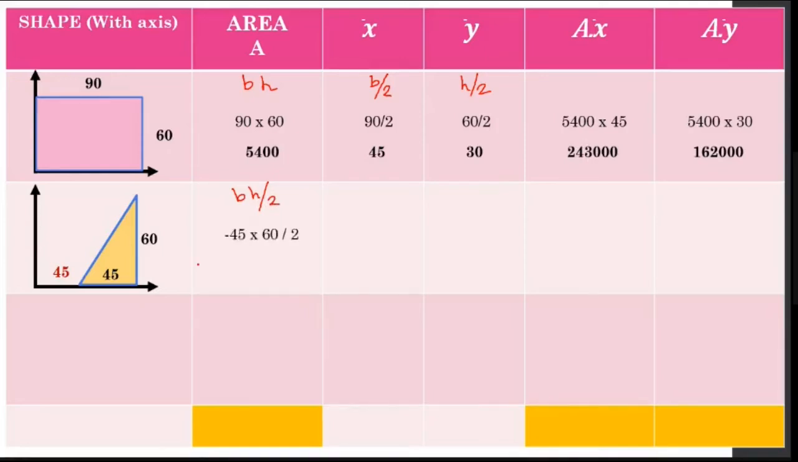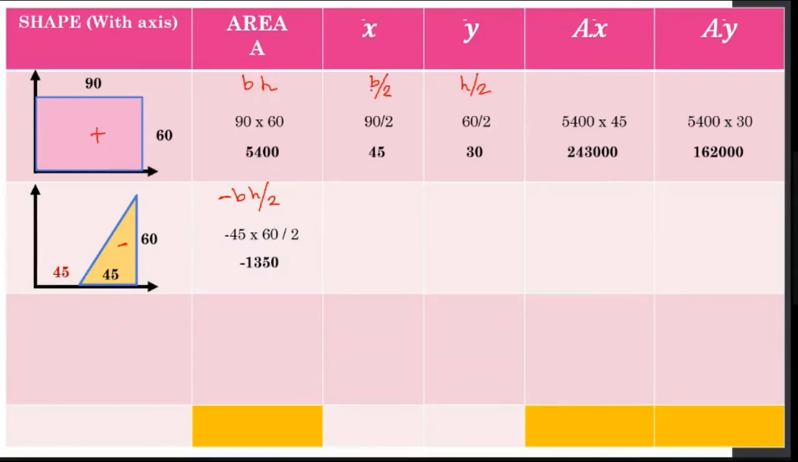So you can identify. So I'll put negative. Why am I putting negative? Because I am subtracting this. So this is a positive one, this is a negative one. I want to subtract. So minus 45 into 60 divided by 2. Right? So you will get the value.